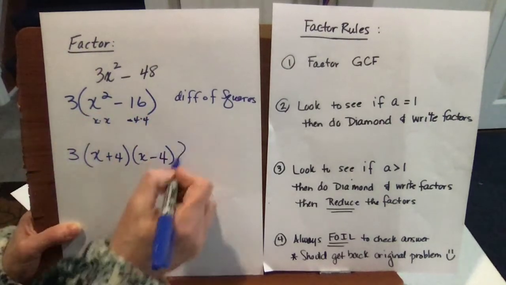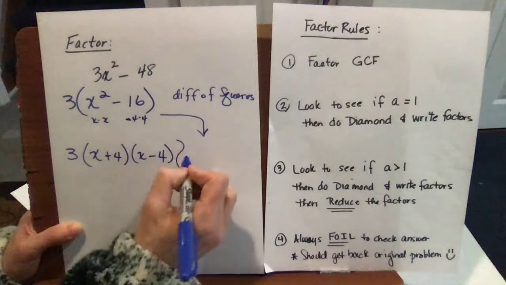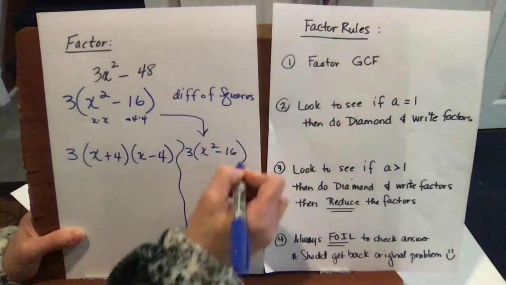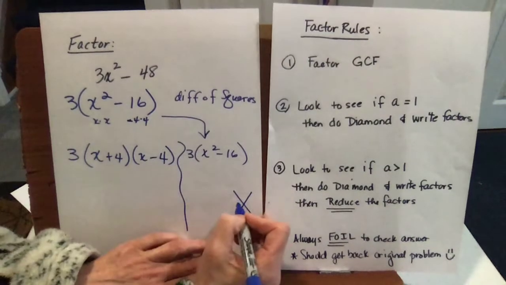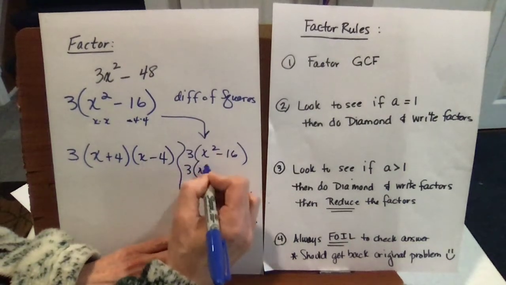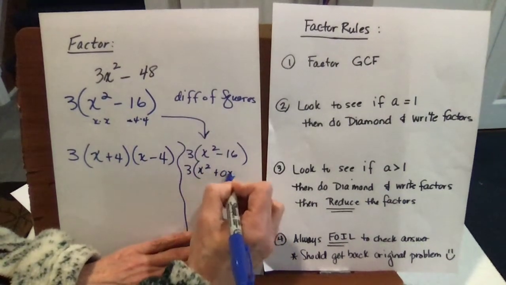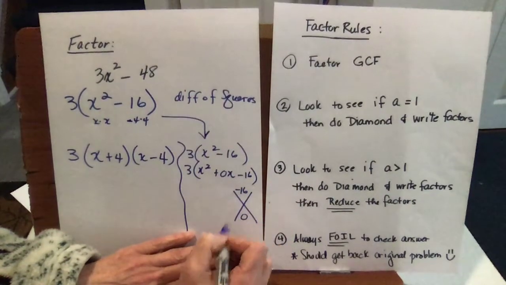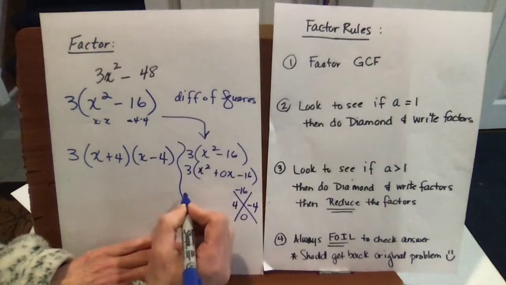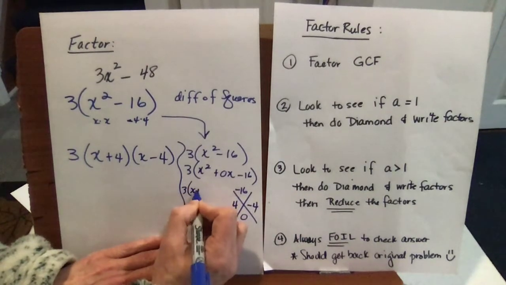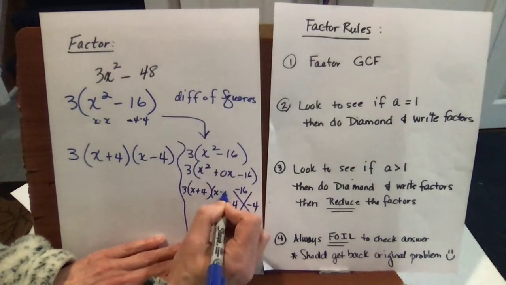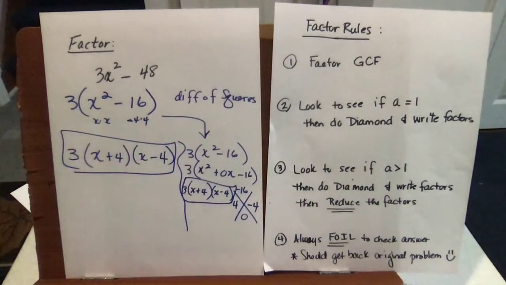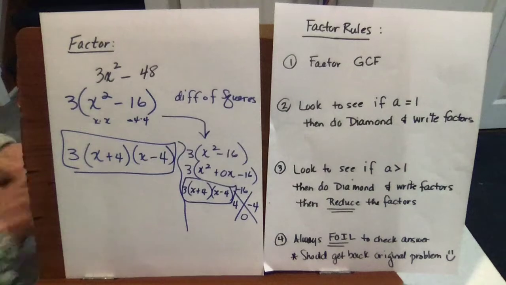If you don't recognize this, you keep your GCF of 3. Build your diamond. Okay, you're going to say 3 times x squared plus 0x minus 16. Put negative 16 in the top, 0 in the bottom, 4 and negative 4. And you're going to get 3 times x plus 4 and x minus 4. So either way, you will come up with the same answer, depending on what you recognize.